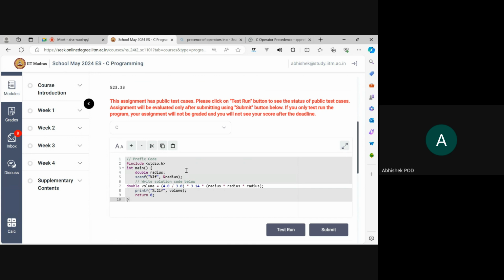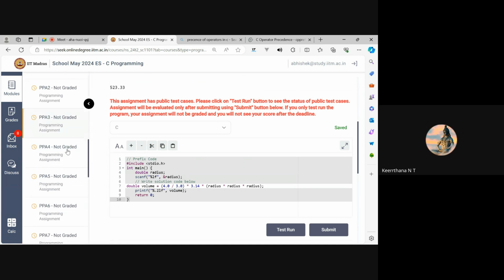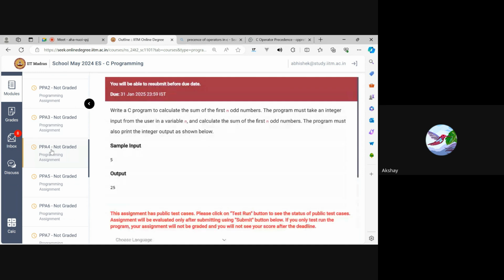Okay. Anything else, guys? No more doubts, sir. Next one, the fourth one, I wrote out the code, but it's giving the wrong output. I'm not sure where I went wrong. Write a C program to calculate the sum of first n odd numbers.